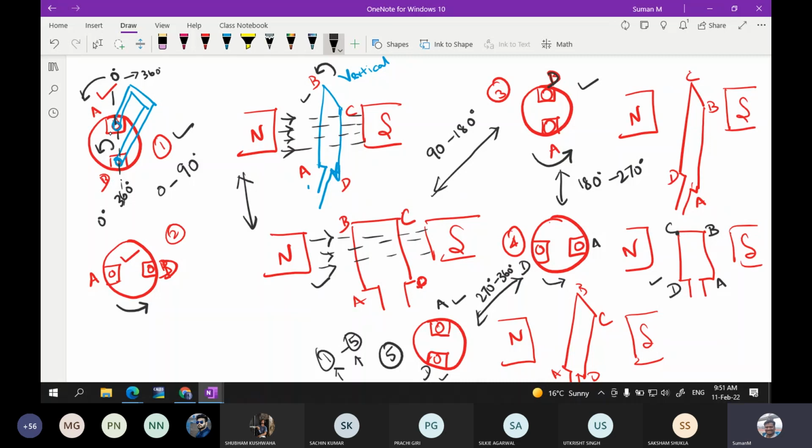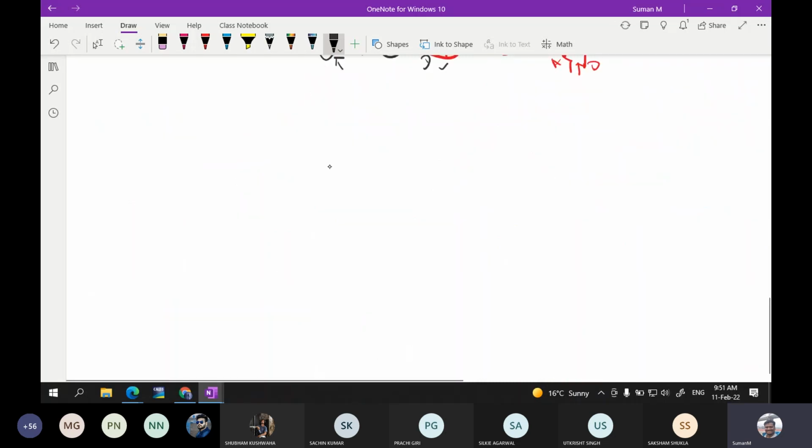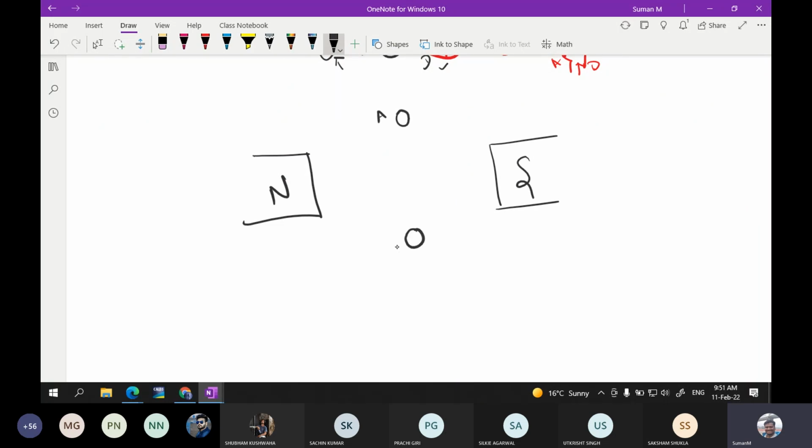So before coming to that, let us consider that we are having the north pole here and the south pole here. Now you are having a conductor here, that is A, and another conductor, that is D, here. Now there is a magnetic field already. Okay, there is a magnetic field that is like this already.